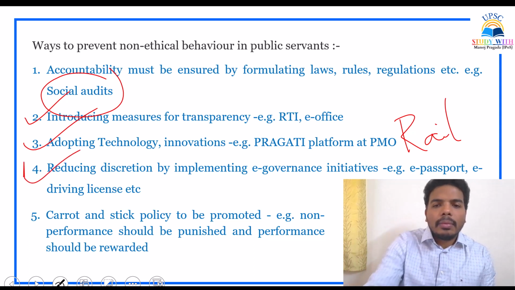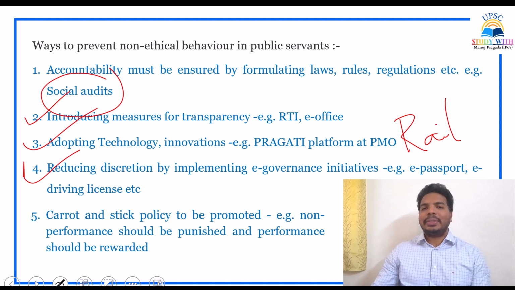Next, e-governance initiatives. With e-governance initiatives, what is happening? The discretion is being reduced. If you have no discretion, there will be no corruption. If you have discretion, there is scope for corruption. For example, I have given e-passport, e-driving license. Everything you can apply for online and you can check the status of your application.